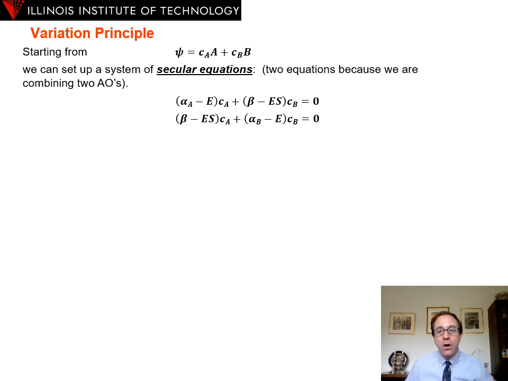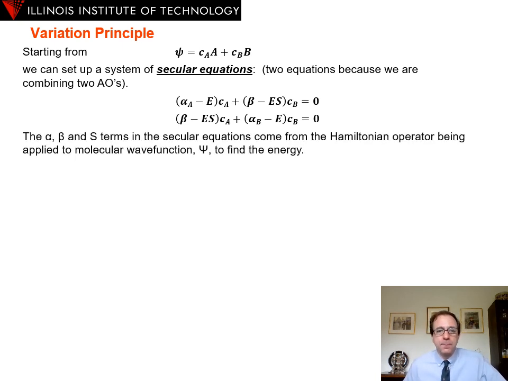So that's our pair of secular equations because we have two atomic orbitals that we're going to build into a set of molecular orbitals. We'll get two molecular orbitals out of this equation. Okay, so now let's talk about what those alpha, beta, and S terms are in the secular equations.